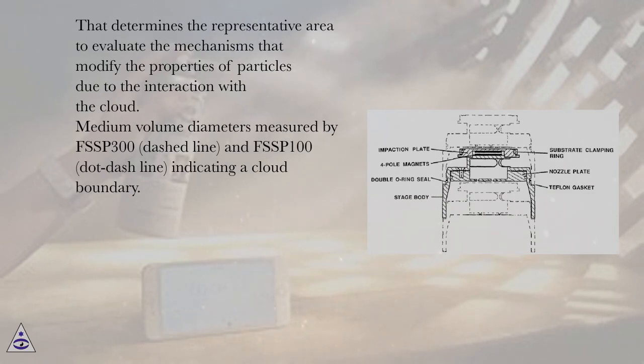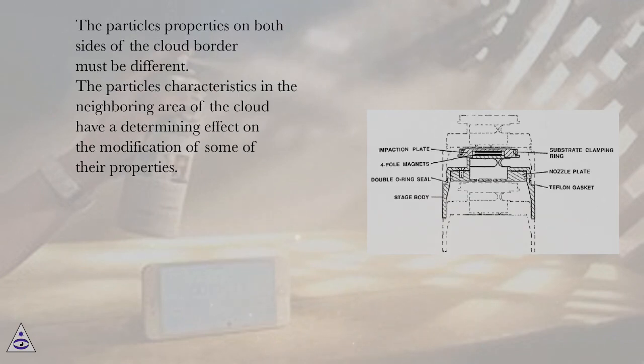Medium volume diameters measured by FSSP 300 and FSSP 100, indicating a cloud boundary. The particle's properties on both sides of the cloud border must be different. The particle's characteristics in the neighboring area of the cloud have a determining effect on the modification of some of their properties.